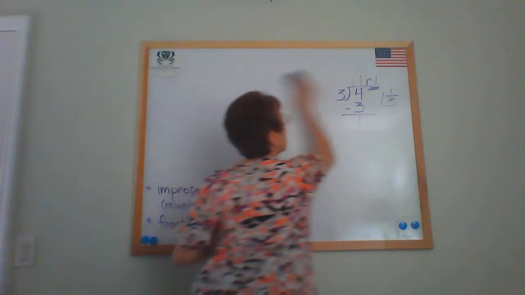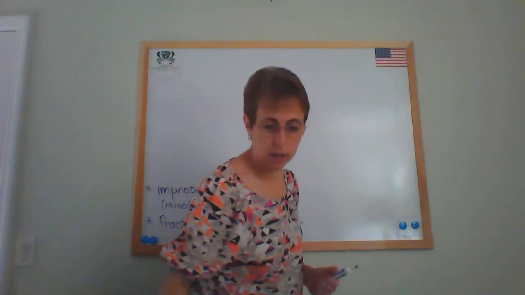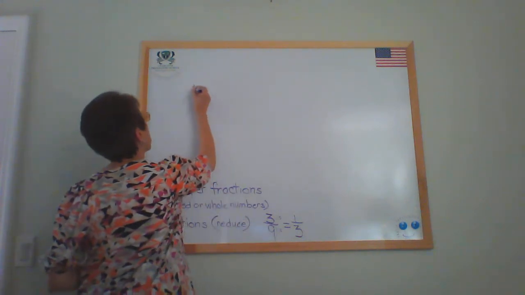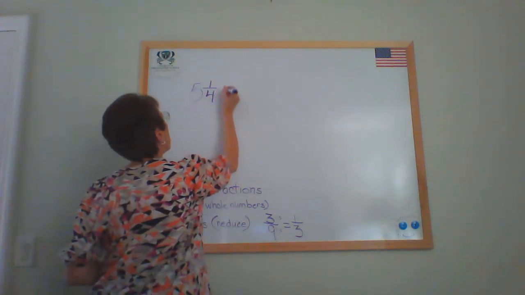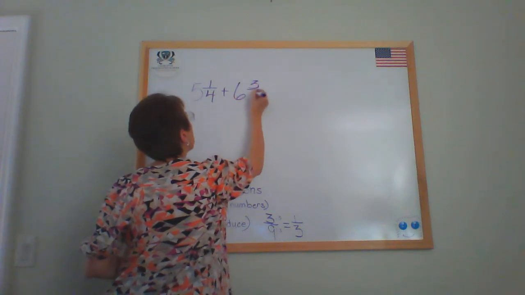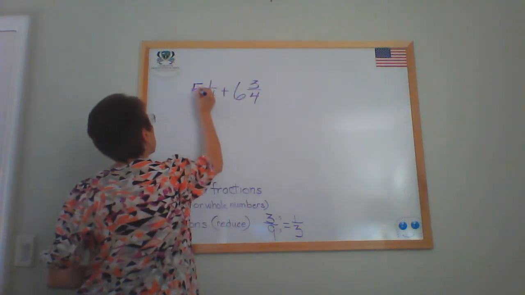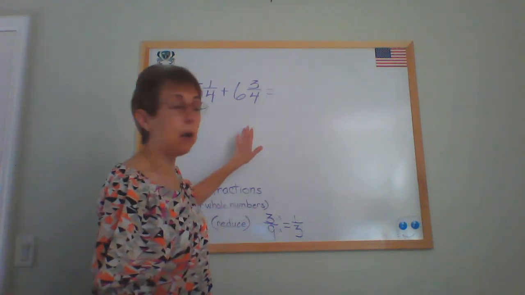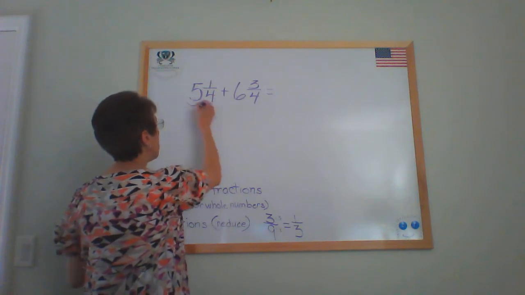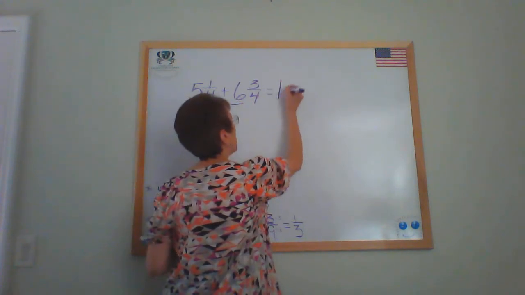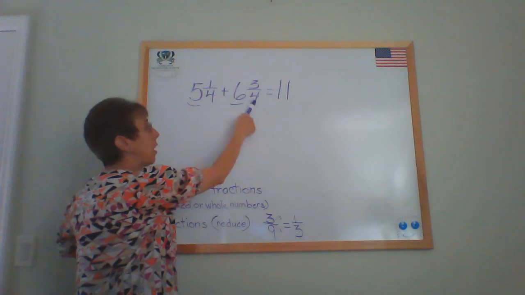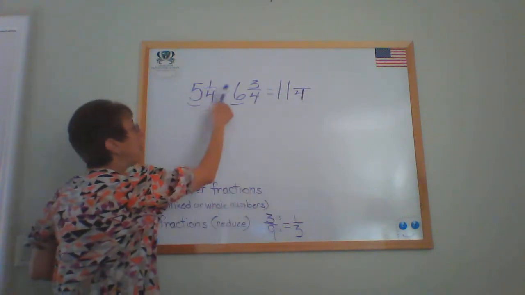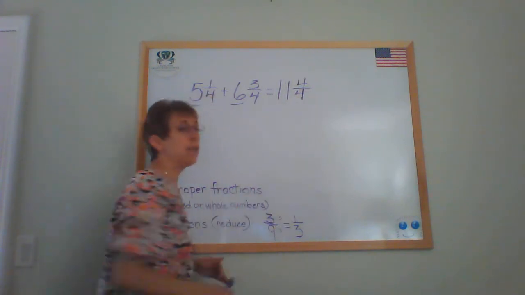Okay, let's go with 5 and 1/4 plus 6 and 3/4. Okay, so we're adding mixed numbers. So we start by adding the whole numbers. 5 plus 6 equals 11. And then our fractions, again, we keep the fourths as our denominator, and 1 plus 3 equals 4. So you have 11 and 4/4.